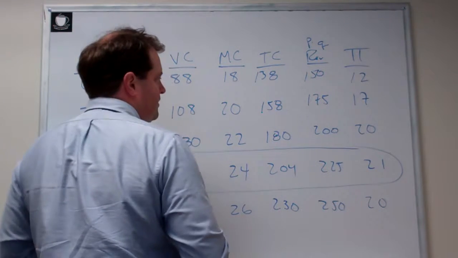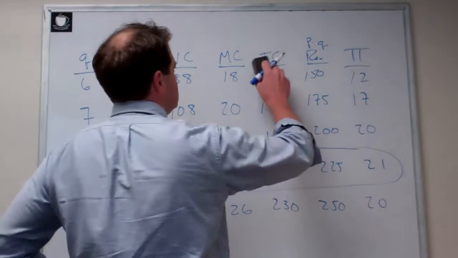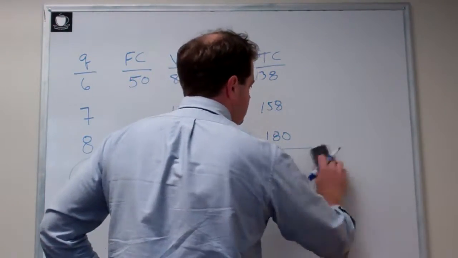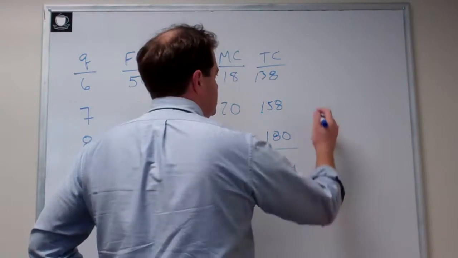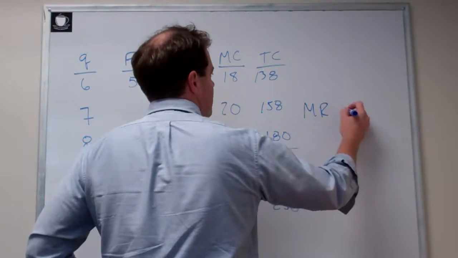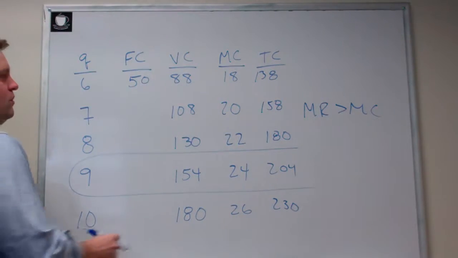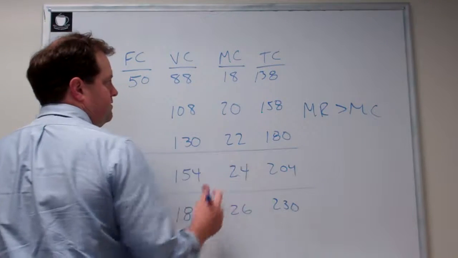Now let's think about this a little bit differently though. Let's think about this in terms of the relationship between marginal revenue and marginal cost. We want to produce so long as marginal revenue is greater than marginal cost.